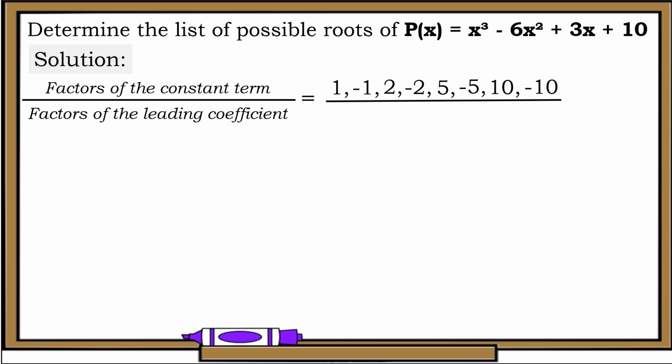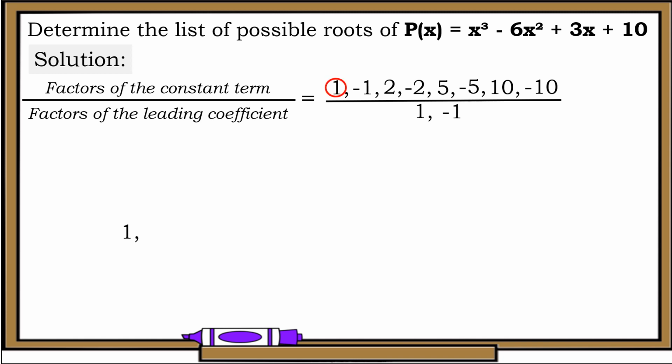So the leading coefficient is also 1. And the factors of 1 are 1 and negative 1. Next step, divide each to the leading coefficient.